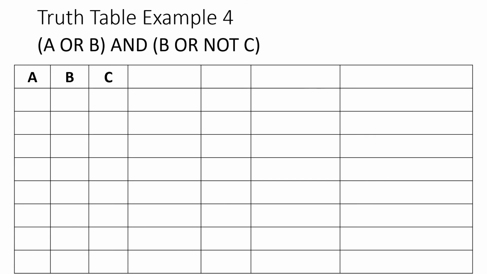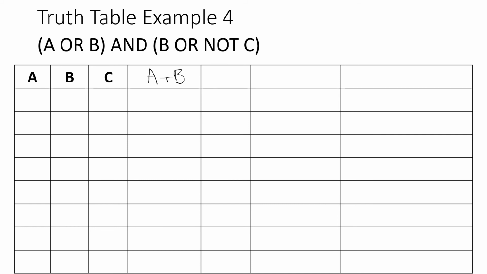This is example 4. Let's read the problem. The sum is brackets A or B, close brackets, and brackets B or not C, close brackets. So we've got 3 inputs, A, B, and C. And we're going to put in the columns, we're going to work out bit by bit the different parts of this sum. So in the first part, we'll do A or B, and I'm using the shorthand notation.